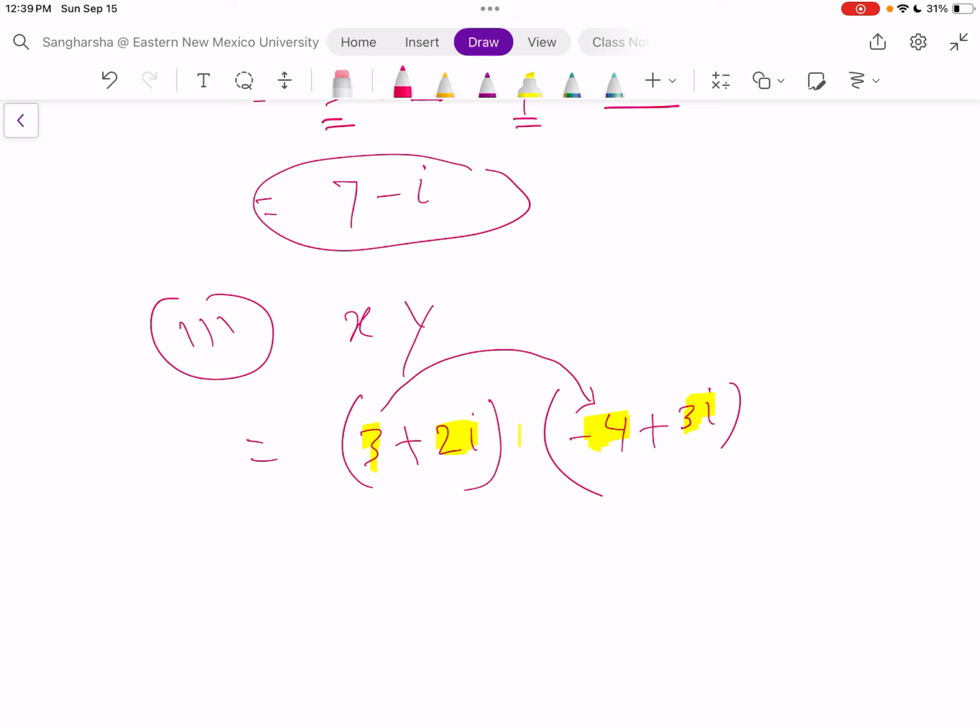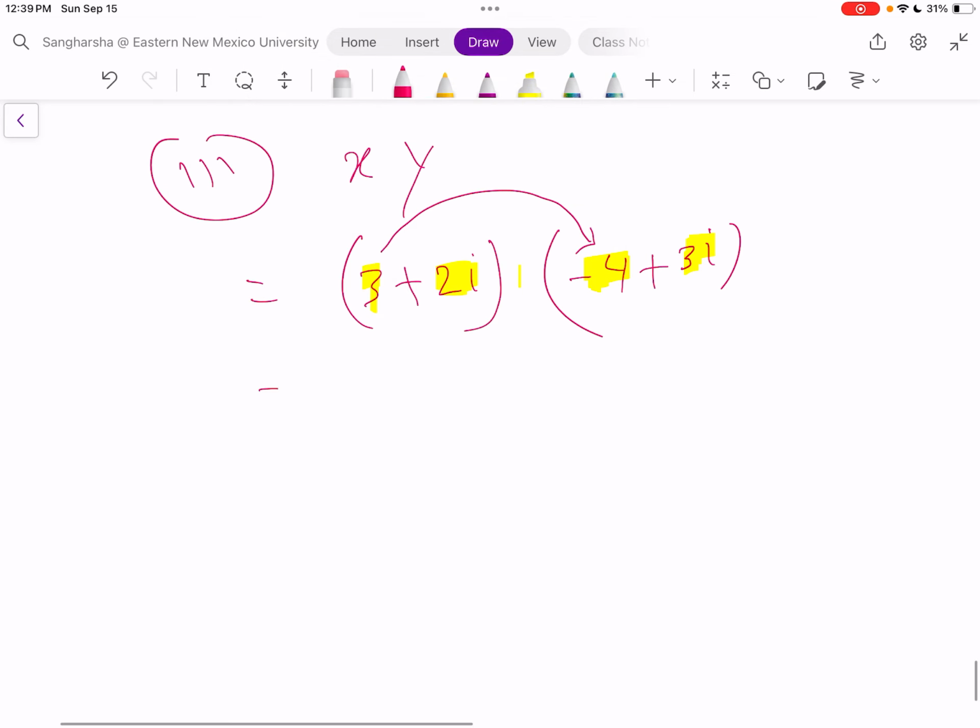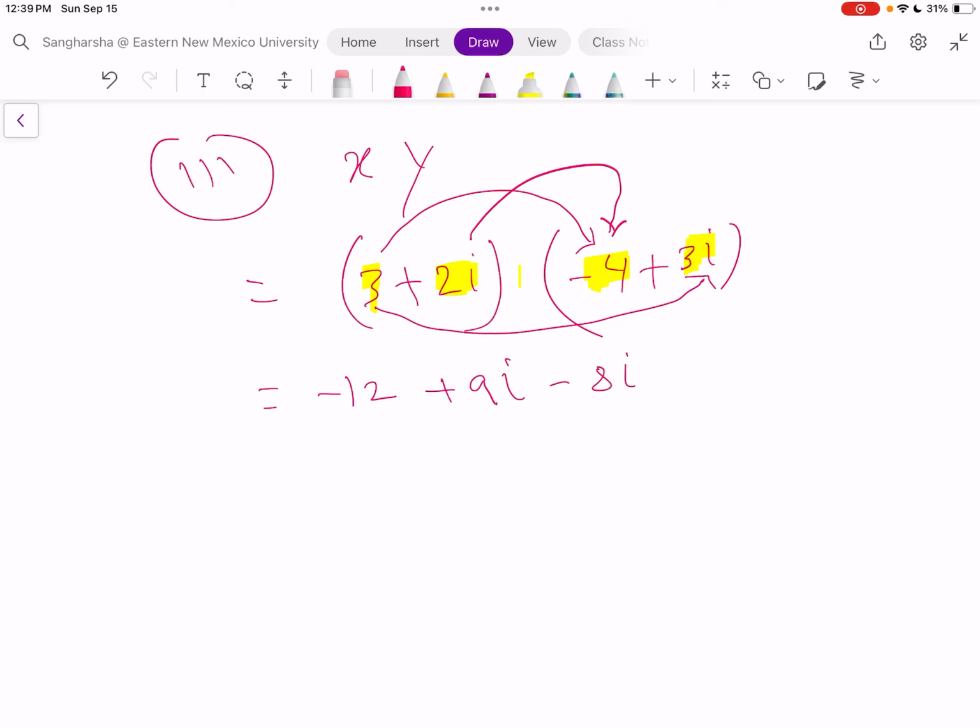You multiply the first terms, 3 times negative 4, negative 12. You multiply the outside terms, 3 times positive 3i, that is positive 9i. You multiply the inside terms, 2i times negative 4, negative 8i, and you multiply the last terms, positive 2i times positive 3i, that is positive 6i squared. We look for the like terms, so these two are the like terms. So we have negative 12, 9i minus 8i, 9i is positive, so that is i. What do we know about i squared? That is negative 1. So do not forget, if you have i squared, you have to replace it by negative 1. Okay, so this is negative 6.